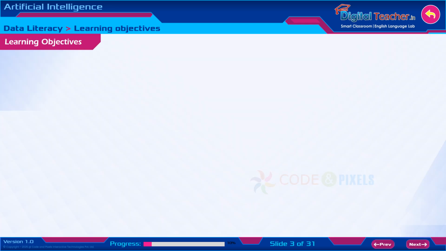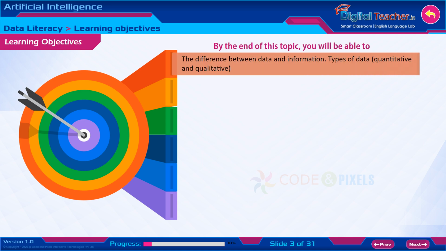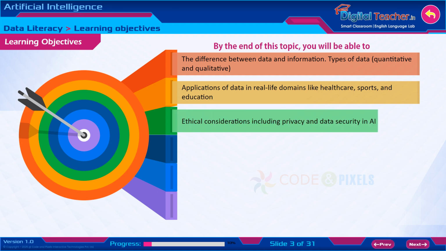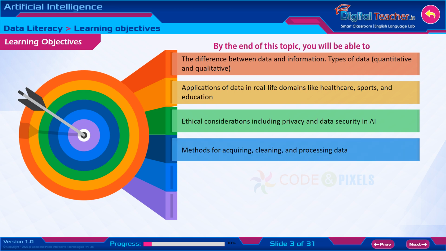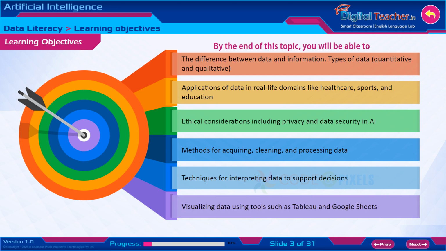Learning objectives. By the end of this unit, you will be able to explain the difference between data and information, types of data, applications of data in real-life domains like healthcare, sports, and education, ethical considerations including privacy and data security in AI, methods for acquiring, cleaning, and processing data, techniques for interpreting data to support decisions, and visualizing data using tools such as Tableau and Google Sheets.